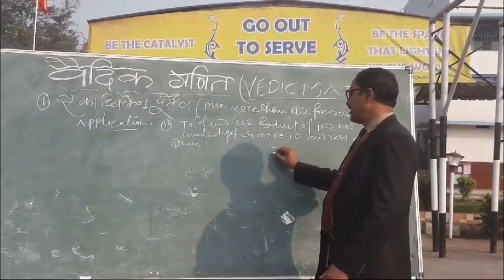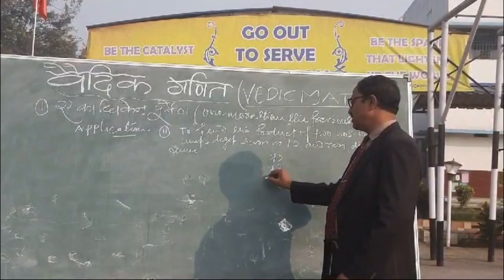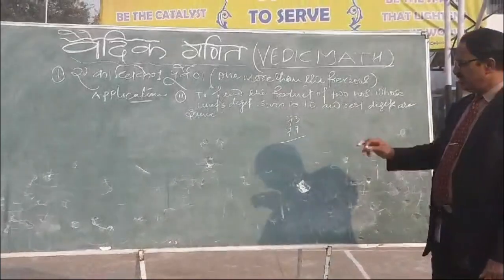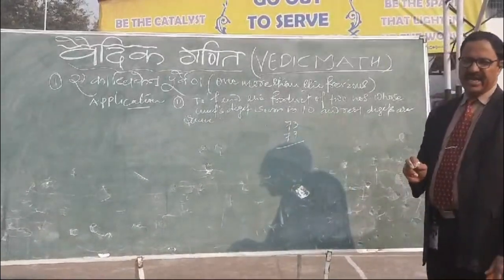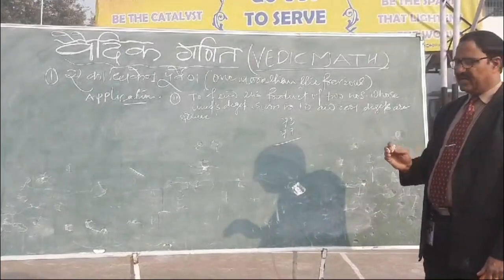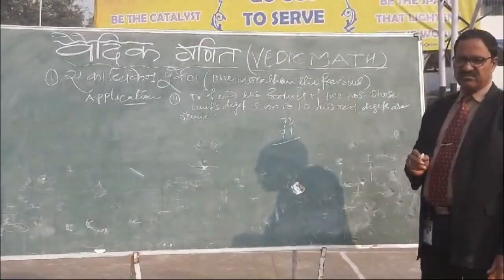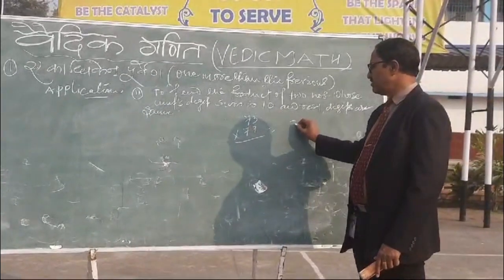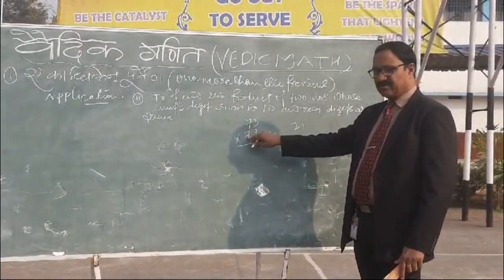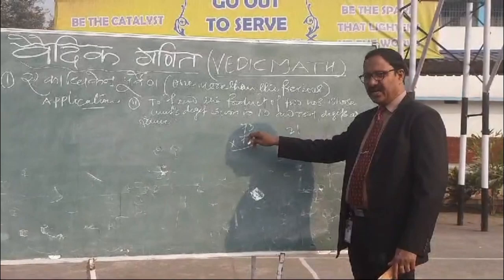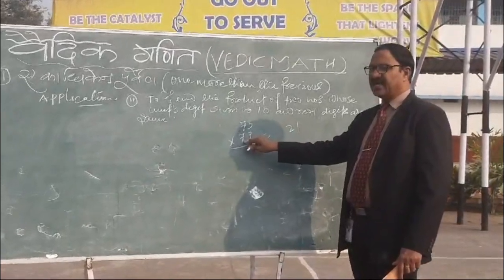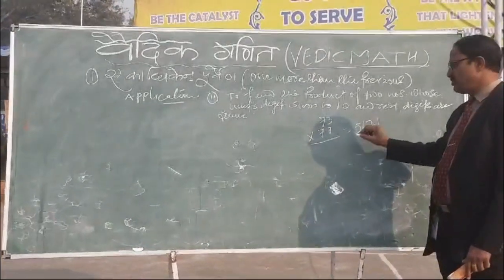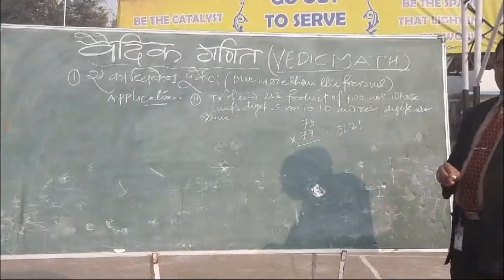Suppose you are to multiply 73 and 77. Is this formula applicable here? Yes or no? Yes, sir. 3 plus 7, what is this? 10. So the sum of unit digits is 10 and the rest digits are same. So you multiply 7 into 3, 21, and here is 7. Again use the formula of Ekadhikena. 1 more than 7, that is 8, multiplied by 7, that is 56. So simple. Yes or no? Yes, sir.